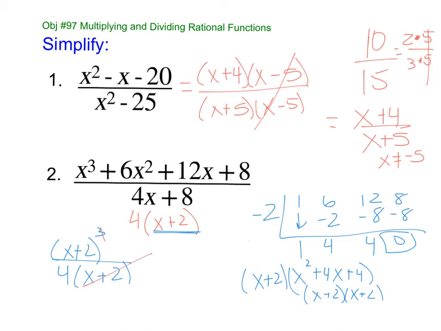So the x plus 2 cancels out one of them. So our final answer is x plus 2 quantity squared all over 4. And that's it. Okay. This is a little tricky one.